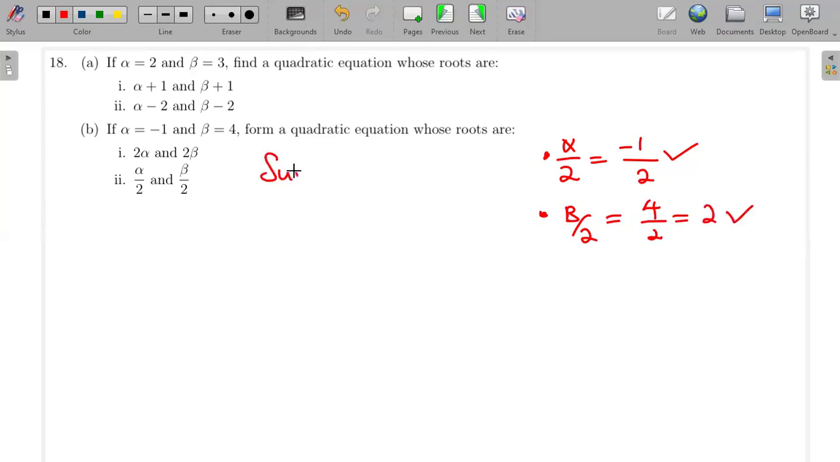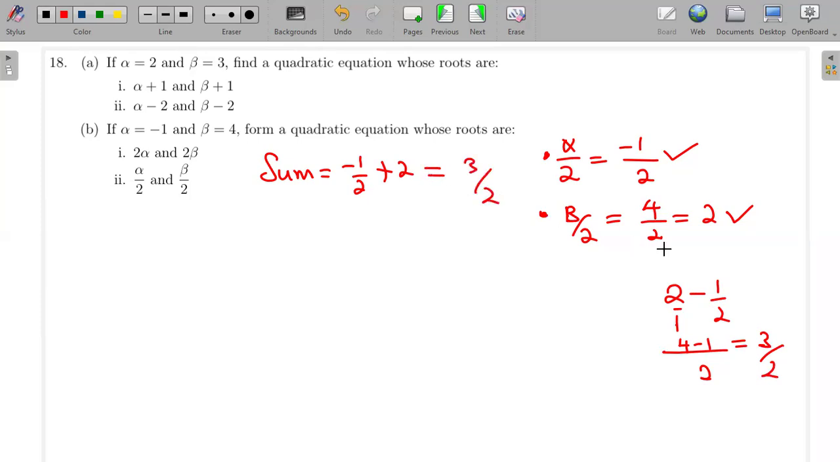So now find the sum of those roots, which is minus half plus 2. What are we going to get? We add, so it will be 2 minus half, which is over 1. So this will be 4 minus 1 over 2, so that will be 3 over 2. So the sum is actually 3 over 2 for these two roots.